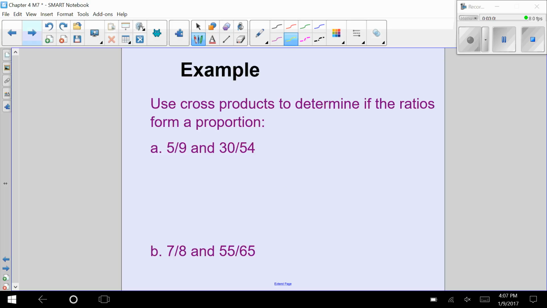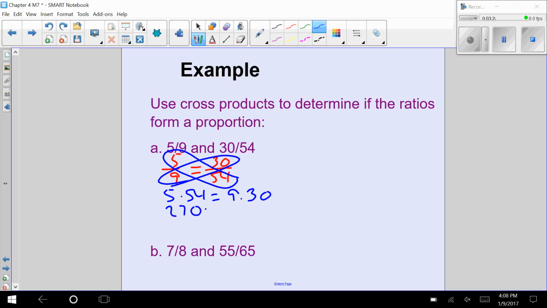Let's try using cross products to determine if these form a proportion. Here we have 5/9. We want to know if that equals 30/54. Our cross products are 5 times 54 and 9 times 30. Well, 5 times 54 is 270, and 9 times 30 is 270. So yes, these form a proportion.